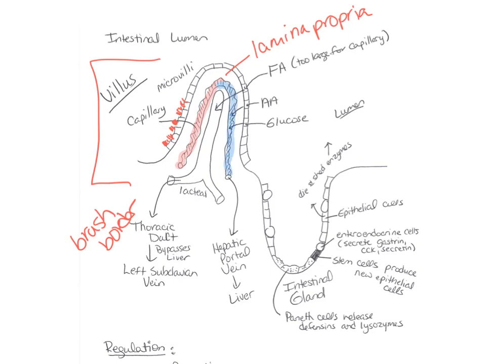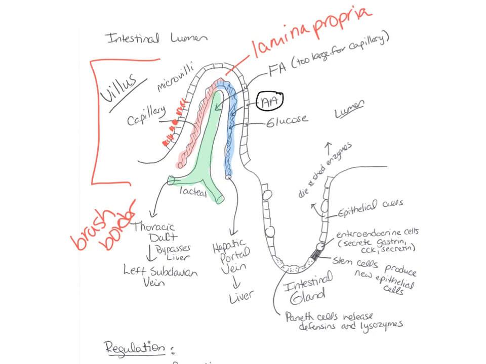Each villus also contains a lacteal. The lacteal is a lymphatic vessel. It's the end of a lymphatic vessel, and the lacteal will be used to transport materials that can't enter the blood.